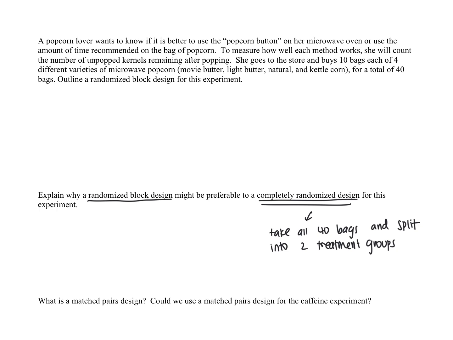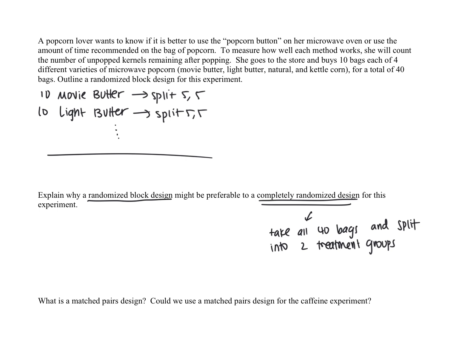I'm not going to outline the entire design. What you would do is take the 10 movie butter bags and split them 5 and 5. And then you would do the 10 light butter, and you would split them 5 and 5. So on and so forth. Then, out of these 5 and 5, 5 get the button, 5 get the time.